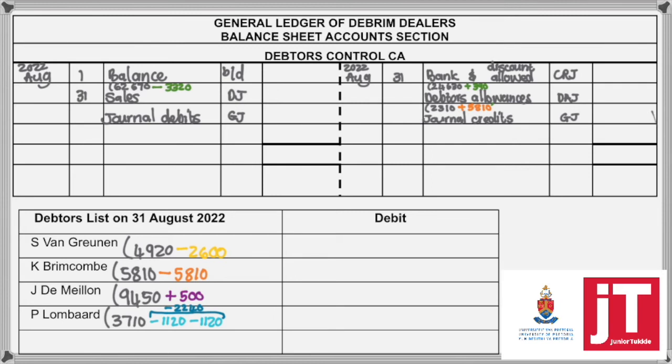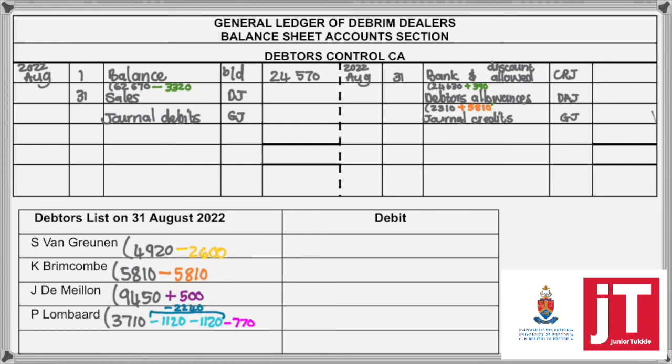And then we have the Melon's account where we had to add 500 rand because there was an error when we posted the invoice, and we posted 3,050 rand instead of 3,550 rand. So we just have to add 500 rand to the account of Melon. Then lastly, we had Lombard had a payment that was not recorded. The payment was 700 rand, but there was discount of 70. So a total of 770 rand is deducted from Lombard's account.